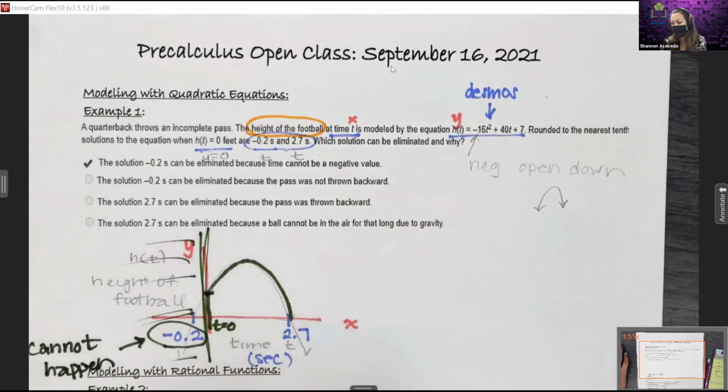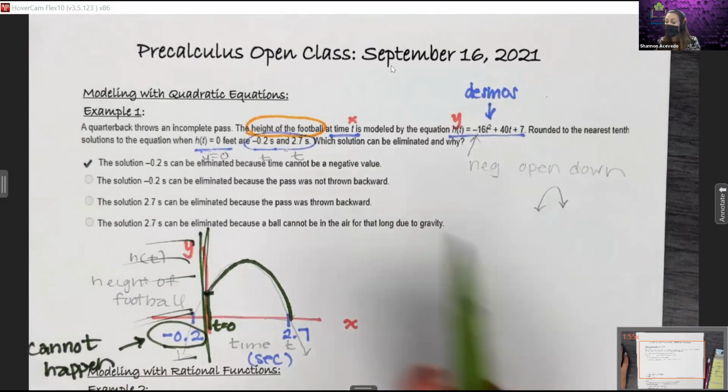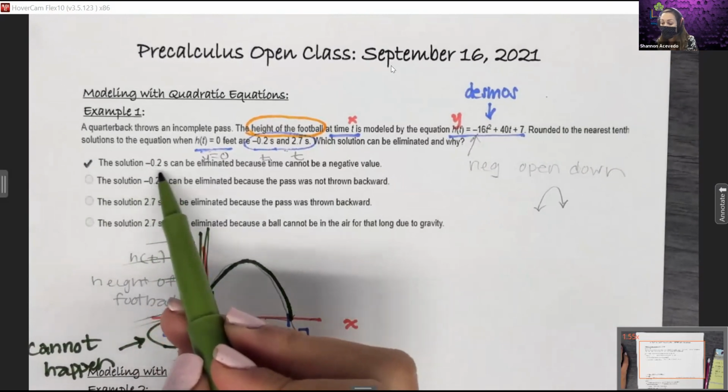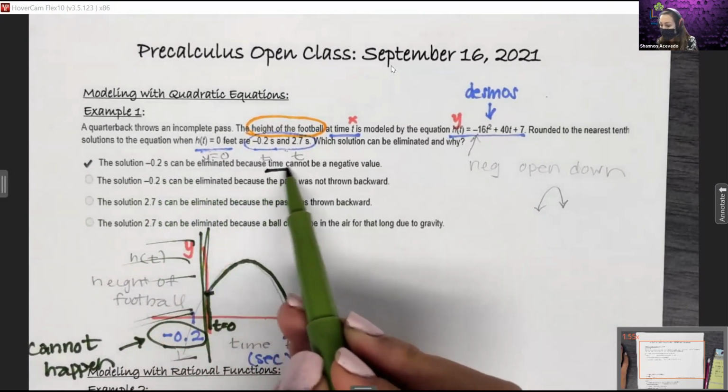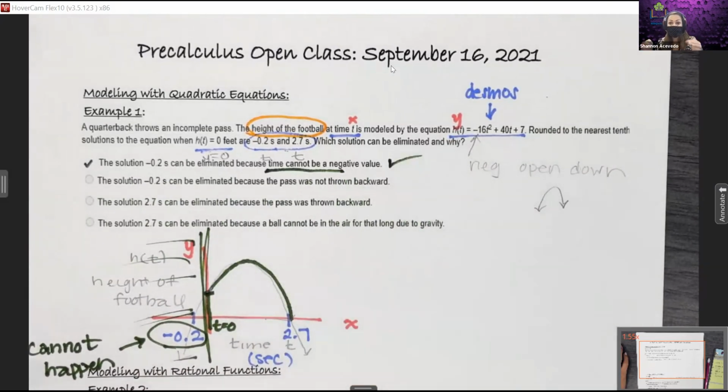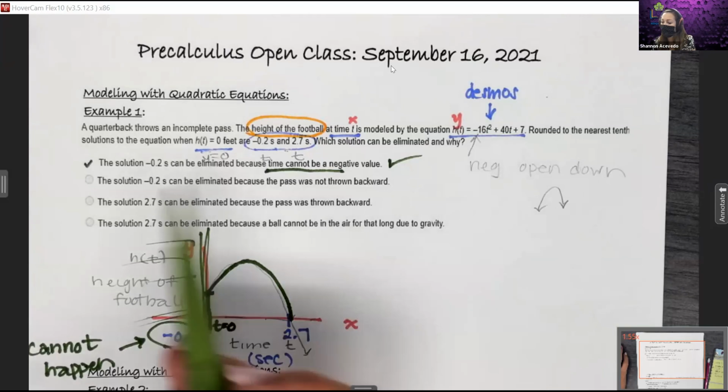So when I go through and look at the values that they gave me, those are some things that I know. So when I go through here, it says the solution negative 0.2 seconds can be eliminated because time cannot be negative. That is true. That's the correct answer. Because again, we can't have a negative time. As soon as we start counting, it's only going forward. It's only going to be positive.